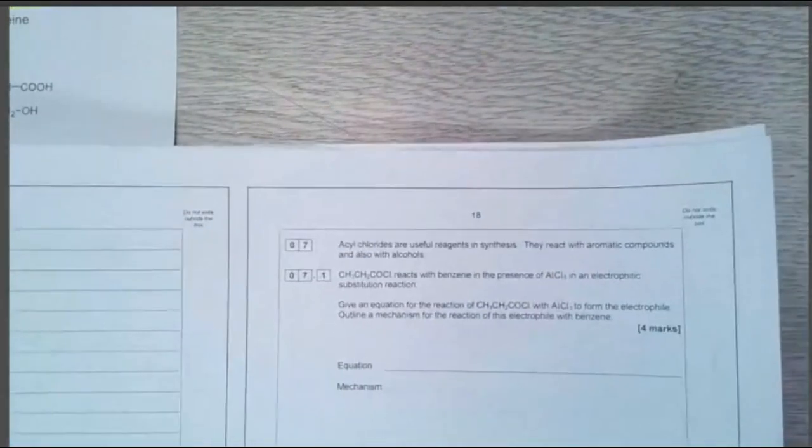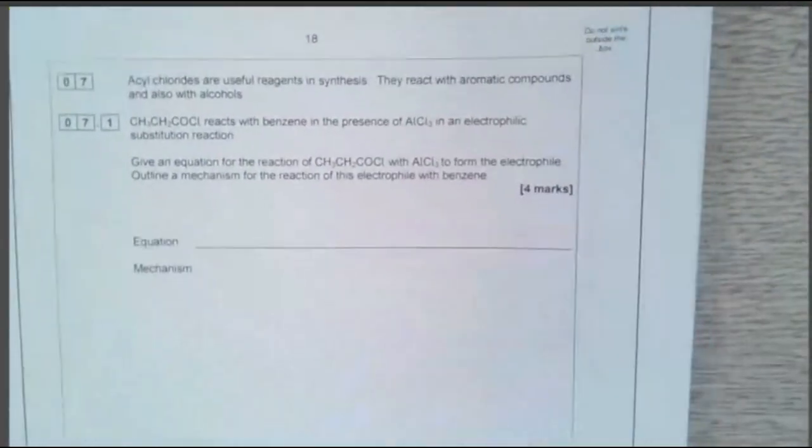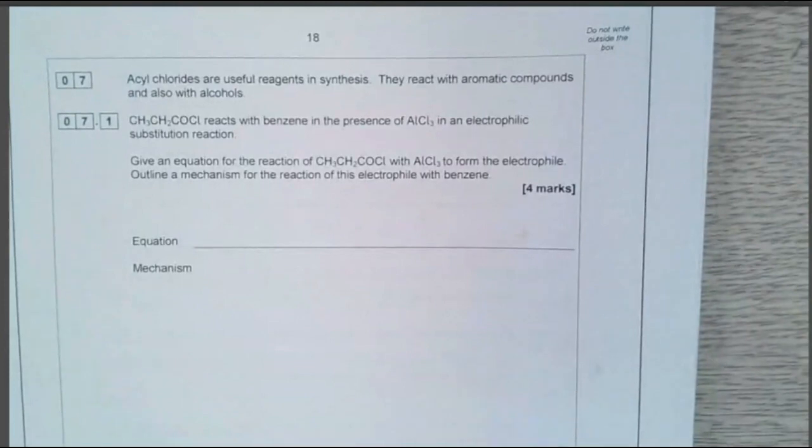Question number 7. Mr. Anand, where are you?